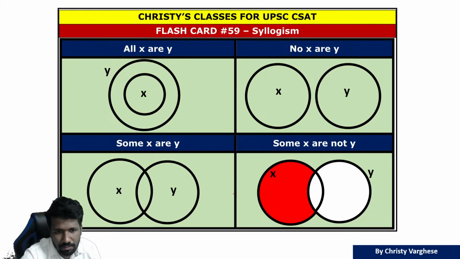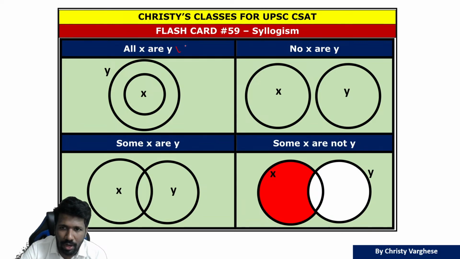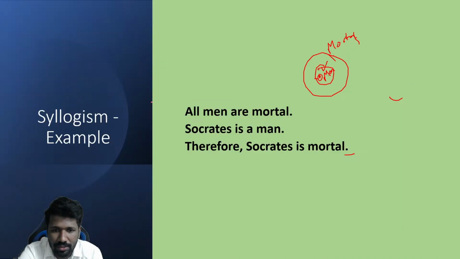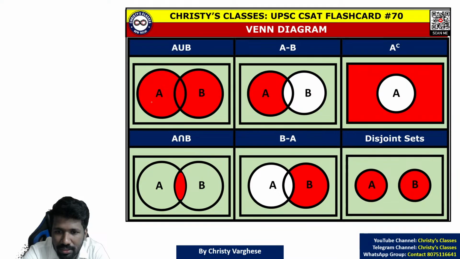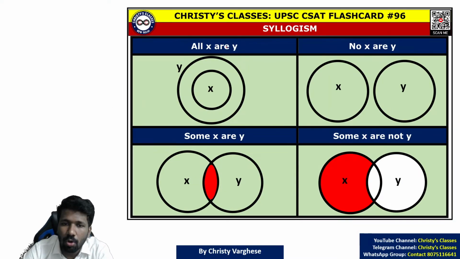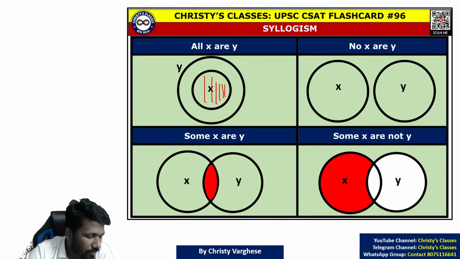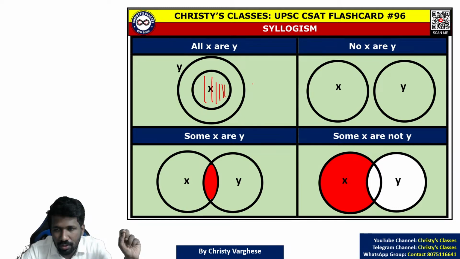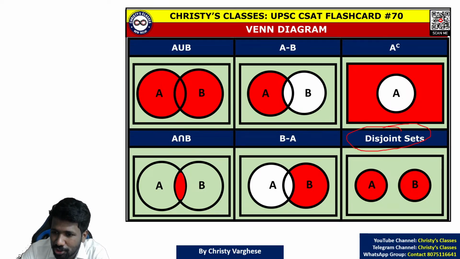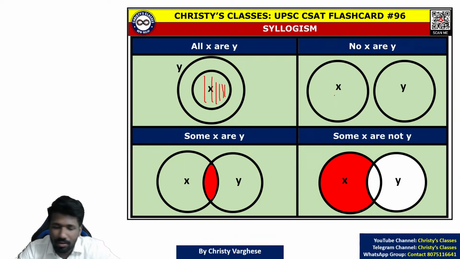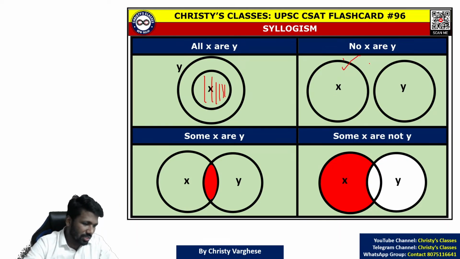Now types of propositions we will discuss. These are the four major types: all x are y, no x are y, some x are y, some x are not y. All x are y we already discussed. X should be a subset of y. One second. This is the updated flashcard. This I will use so that it will be easier. So all x are y means x should be a subset of y. As I told, all humans are mammals means the human set should be inside the mammal set. No x are y means there should be no intersection. Like we discussed in Venn diagrams, disjoint sets, no intersection at all. No boy is a girl means they are disjoint sets, there will not be any intersection.